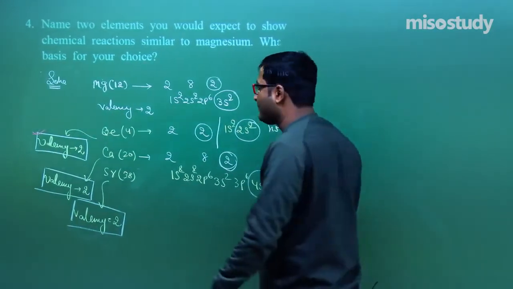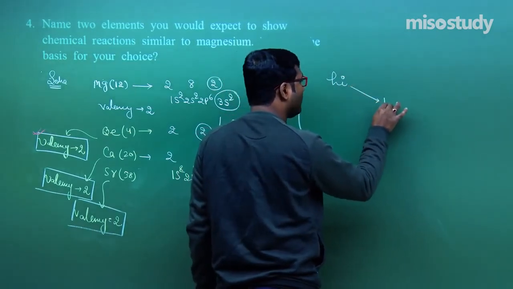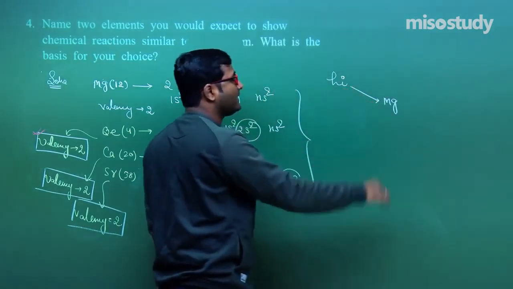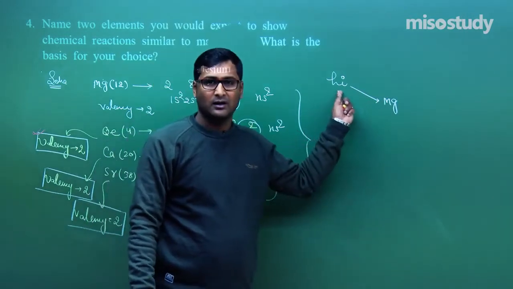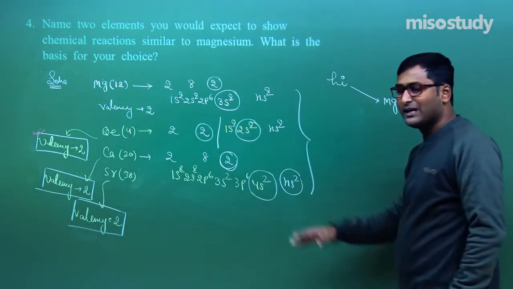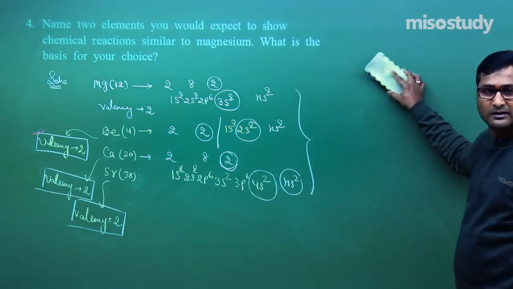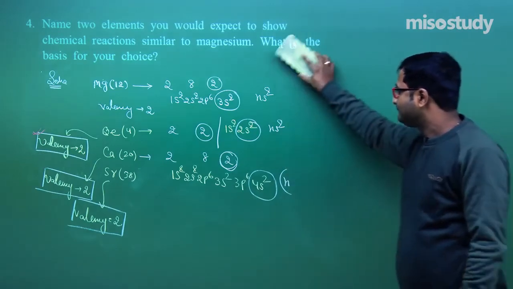And one more thing, magnesium also resembles lithium, because lithium is diagonally related to magnesium, but this is the exception, though there is a possibility also. Clear to you? But here the basis is not valency and outermost electronic configuration. This is the anomalous behavior. Am I right? Yes, sir.